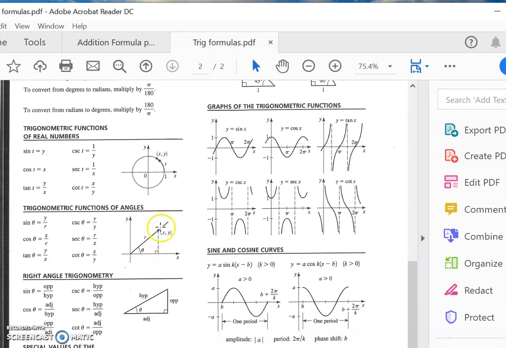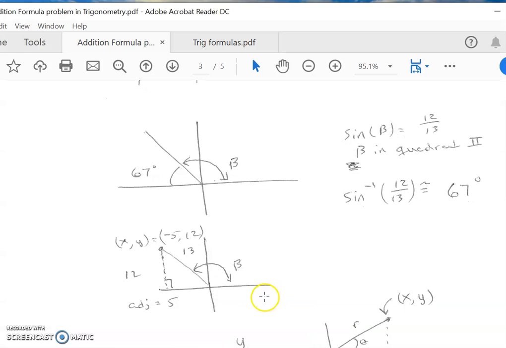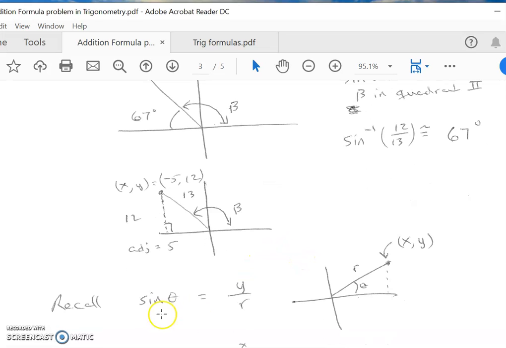See, the reason we have this method of doing it is because we want a technique for how we define these functions, the sine, cosine, and so forth, when we're talking about angles that are not acute. So here's one that's not acute. Well, the way we do it is we just say it's going to be y over r. That's what I wrote down right here, y over r. So the sine of beta is y, which is 12, over r.